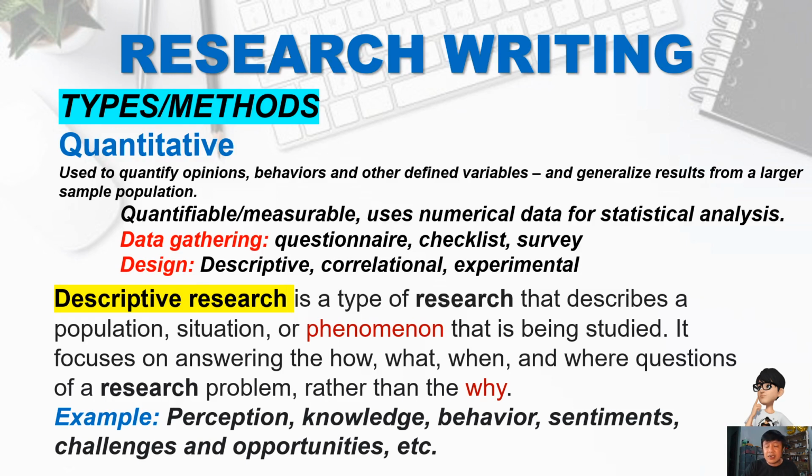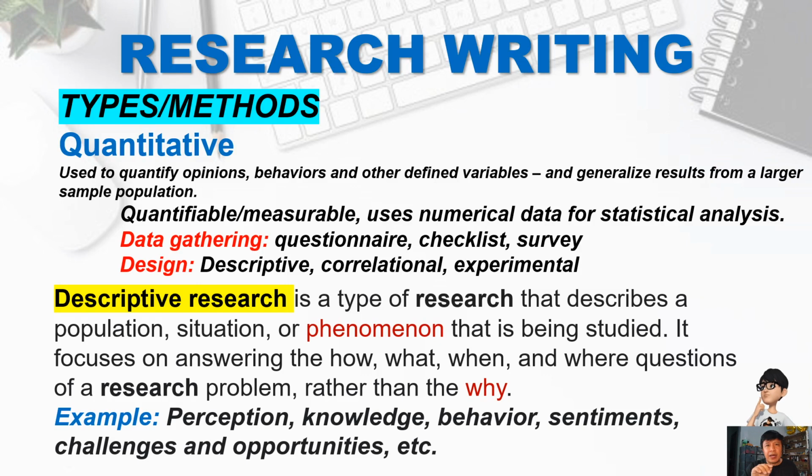The first one is descriptive research. This is a type of research that describes a population, a situation, or a phenomenon that is being studied. A phenomenon, but under quantitative. Why? Because descriptive, based from the root word to describe, can be used in both quantitative and qualitative research. That's why the word phenomenon appeared in this particular definition. It can be used in both quantitative and qualitative.